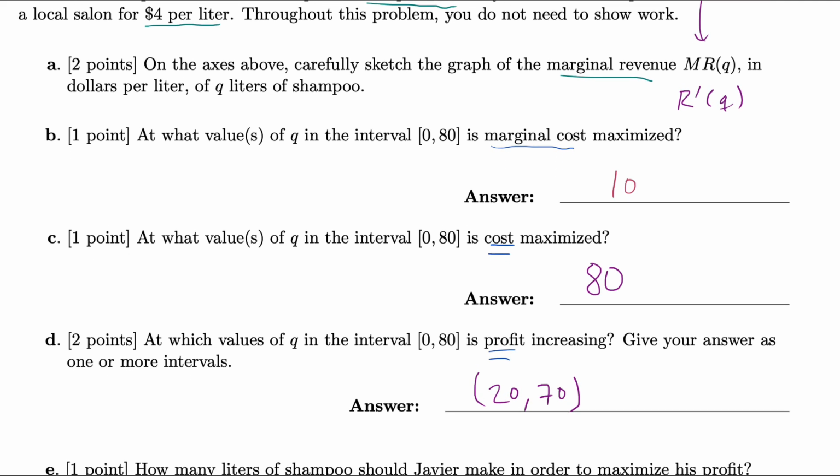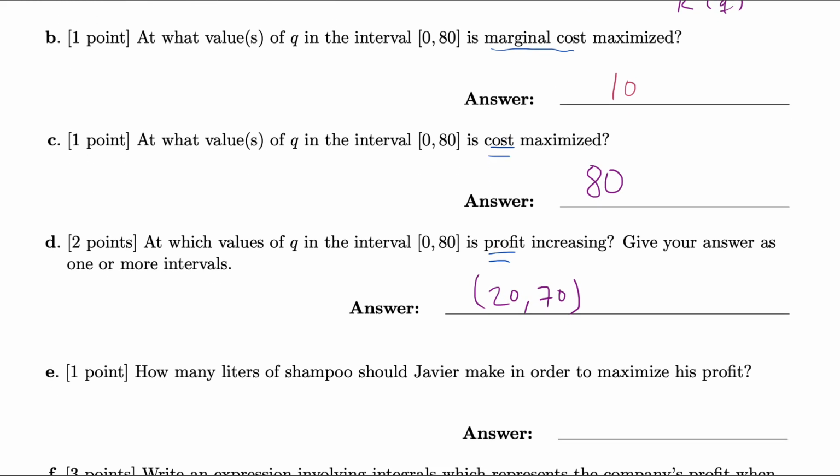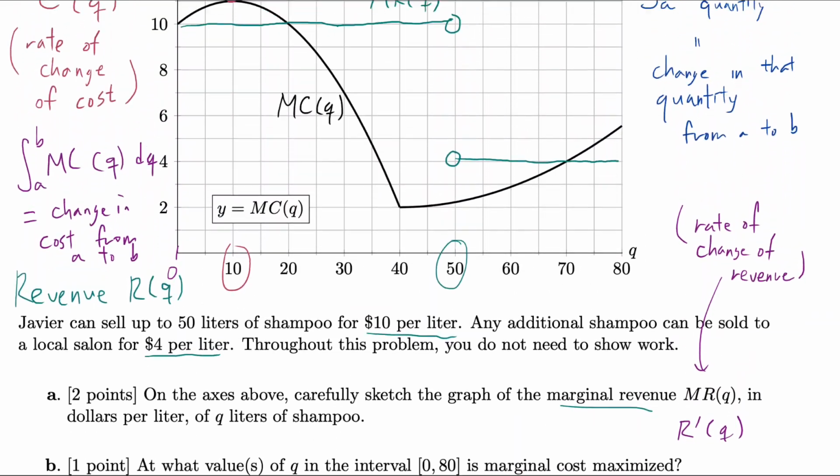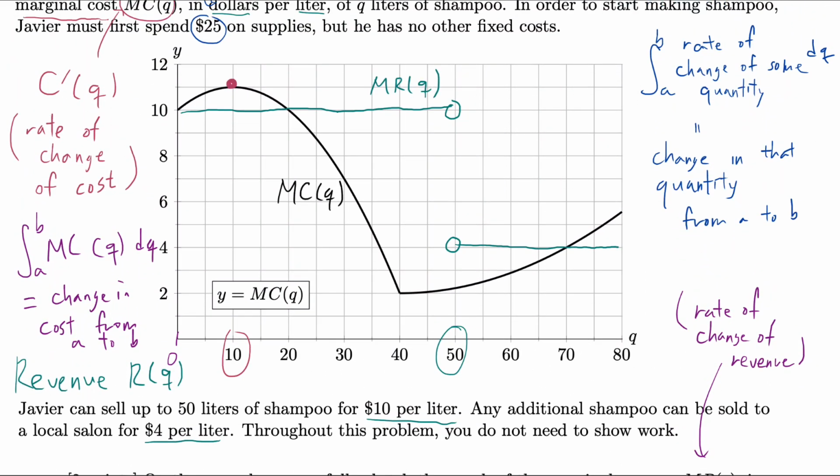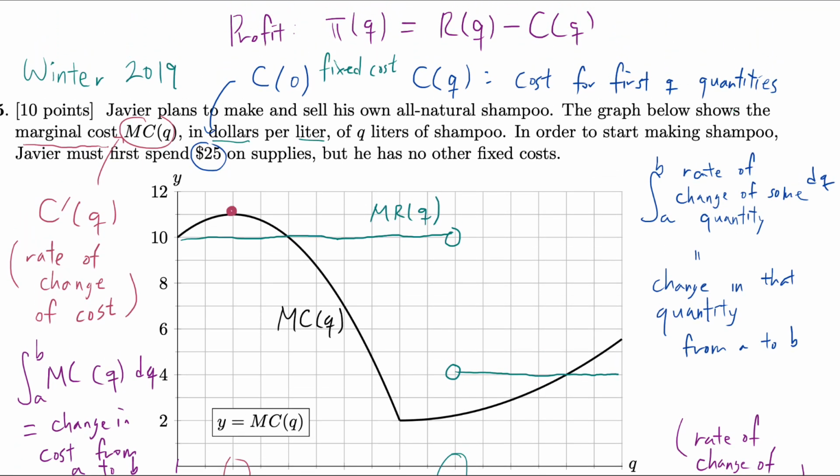Now moving on to part E, how many liters of shampoo should Javier make in order to maximize his profit? So let's go up and reason this out carefully. So once again, the profit is revenue minus the cost. So if you want to see how much profit is changing, how much pi is changing, it suffices to look at how much R is changing, and you subtract it by how much the cost is changing.